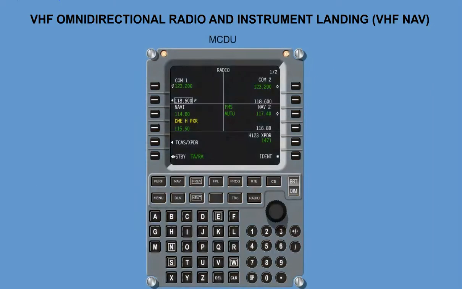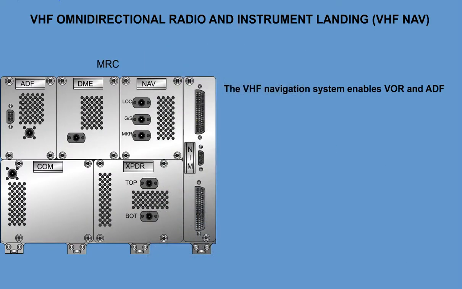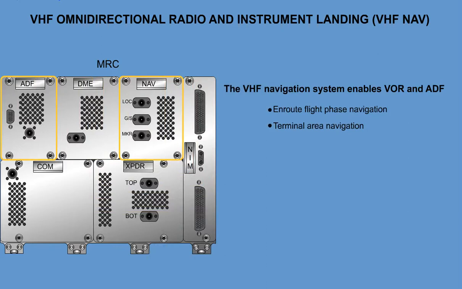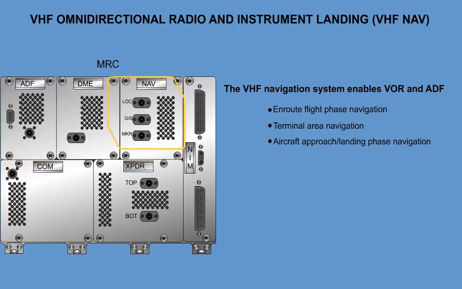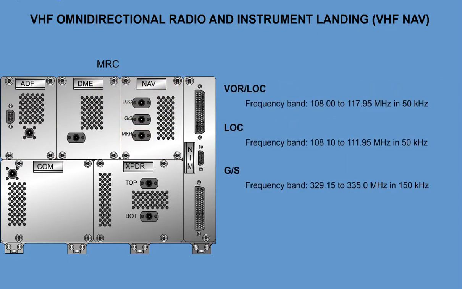VHF Omnidirectional Radio and Instrument Landing, VHF NAV. The VHF navigation system enables VOR and ADF en route flight phase navigation, terminal area navigation, and aircraft approach landing phase navigation guidance, using localizer, glide slope, and marker beacon distance to runway threshold information. The receiver system automatically pairs localizer and glide slope channels to assign frequencies.